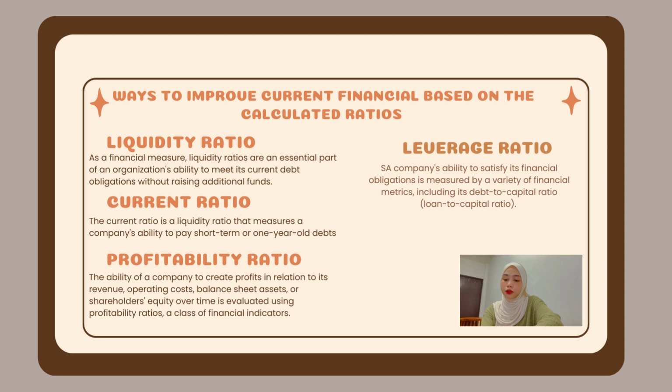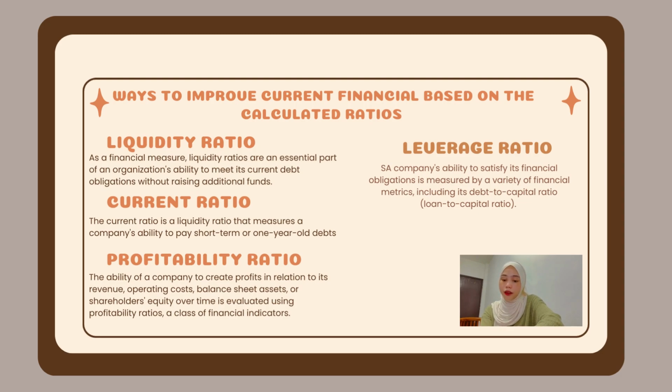It explains to investors and analysts how a company can use its current assets to pay off its debt and other liabilities in the future. Third, we have the profitability ratio: the ability of a company to create profit in relation to its revenue, operating cost, balance sheet assets or shareholders.